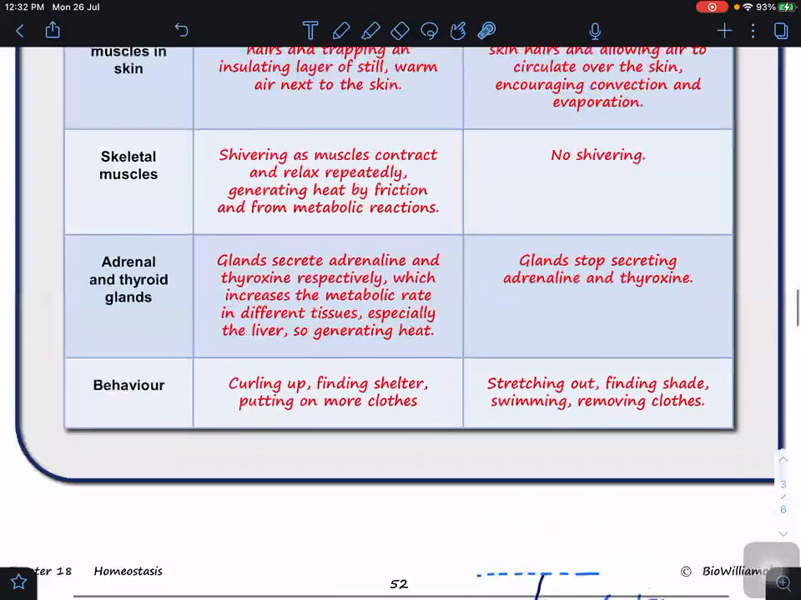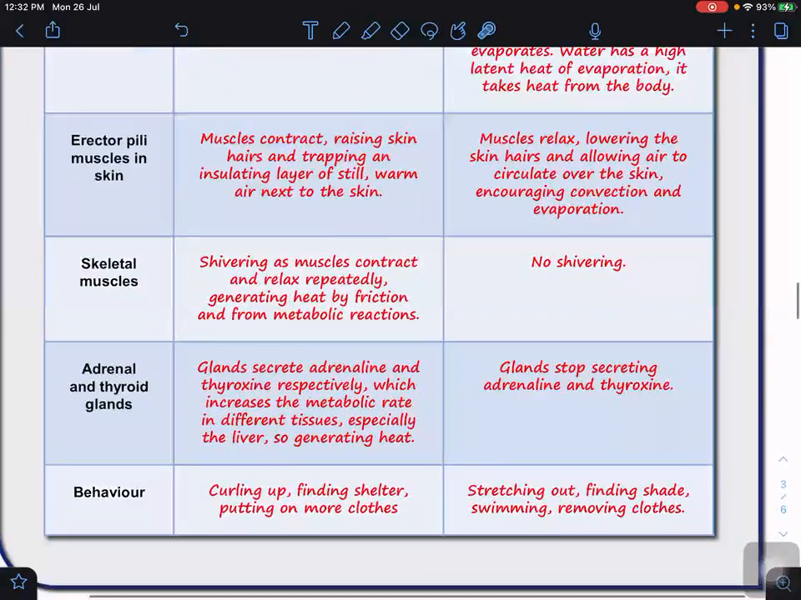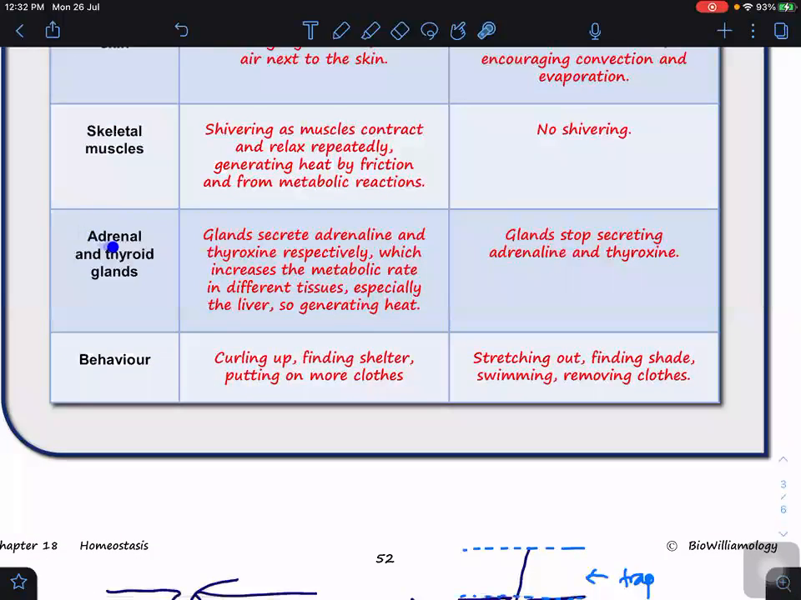Okay, we talked about the muscle just now. You can see the muscle, the glands. Now we look at the hormonal system, which involves the adrenal and thyroid glands. Both of them basically increase the metabolic rates by secreting adrenaline from the adrenal glands and thyroxine from the thyroid glands. So these two glands help us to increase the metabolic rates, particularly catabolic.